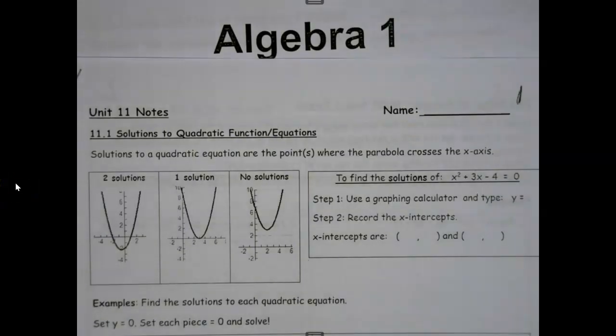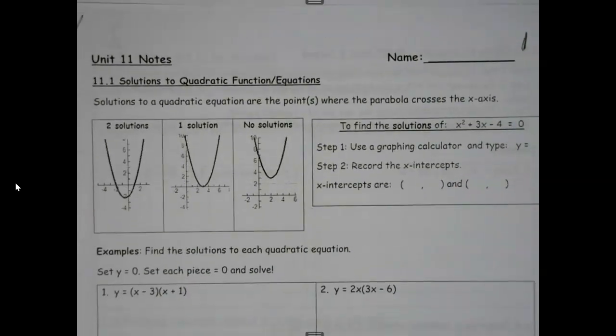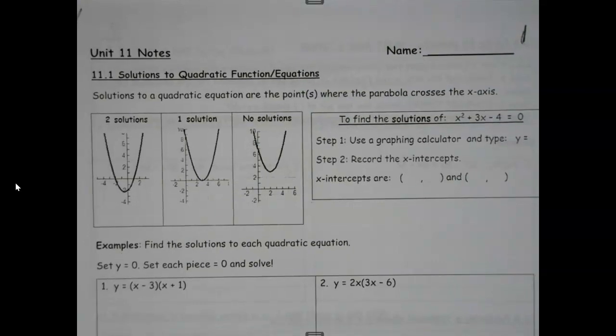As we fire up Unit 11 here, we're, of course, going to start with the notes. We've got to have some examples to work with before we can do the other stuff. And so today we're going to lock in on two things. So how do I find the answers to these things called quadratic functions?